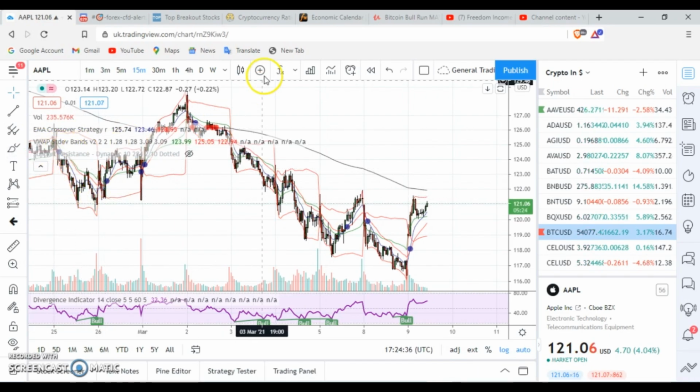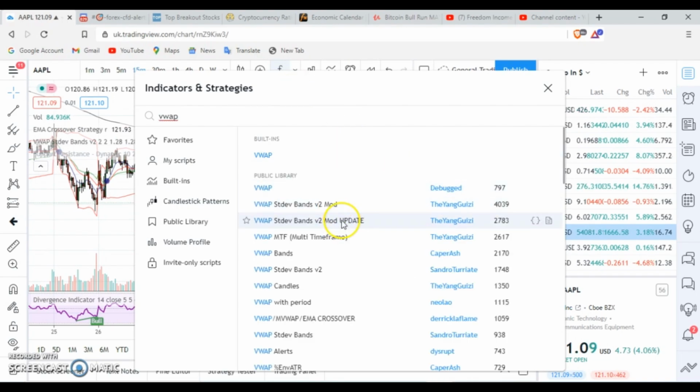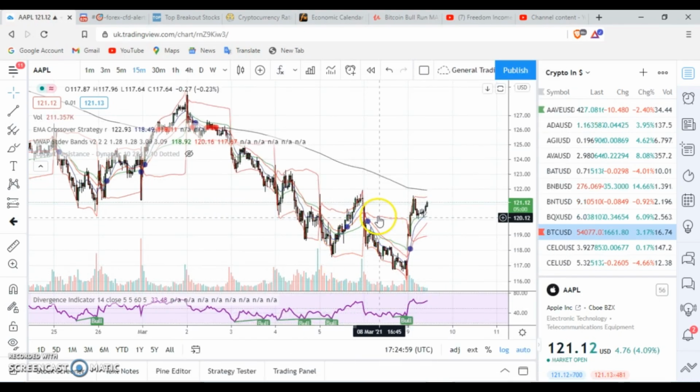So the VWAP standard bands is basically you just type in VWAP, and then a lot of them come up. So it's the VWAP, this one here, VWAP ST Dev bands V2, or the normal one, either. Sorry, it's got to be the standard deviation. So VWAP standard deviation band 2, version 2, that's the one I have on anyway.